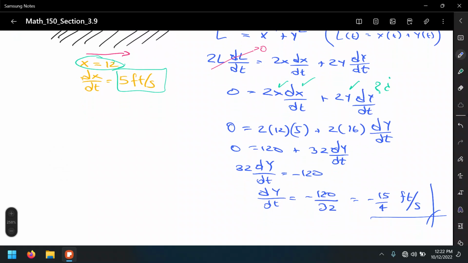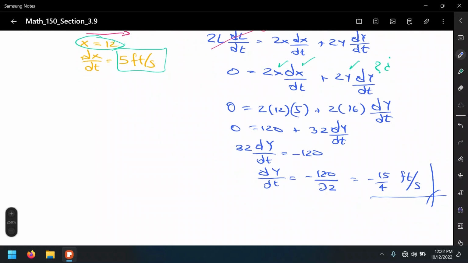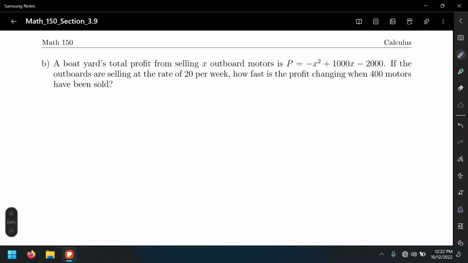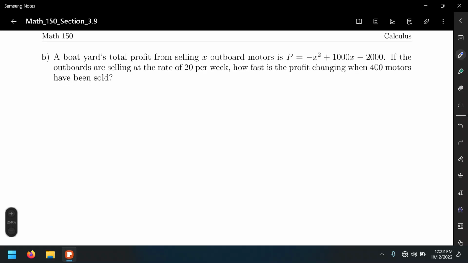So let's see, what else do we have? Profit function. This is a very short problem applying to economics, if you will, to business analysis. A boat chart's total profit from selling x number of outboard motors is given by P equals negative x squared plus 1000x minus 2000. If the outboards are selling at a rate of 20 per week, how fast is the profit changing when 400 motors are being sold?